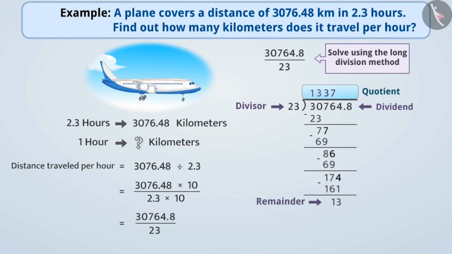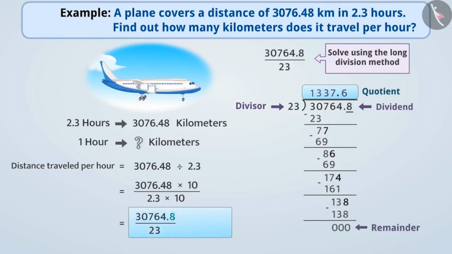Now the next digit is 8, which is after the decimal point. Therefore, we will place the decimal point after the whole part of the quotient and take 8 down. This now makes the number 138. Now we divide 138 by 23. By multiplying 23 into 6, we get 138. So, we will write 6 after the decimal point in the quotient and subtract 138 from 138 to get 0. The quotient we get is 1337.6. Thus, the aeroplane travels 1337.6 kilometers per hour.